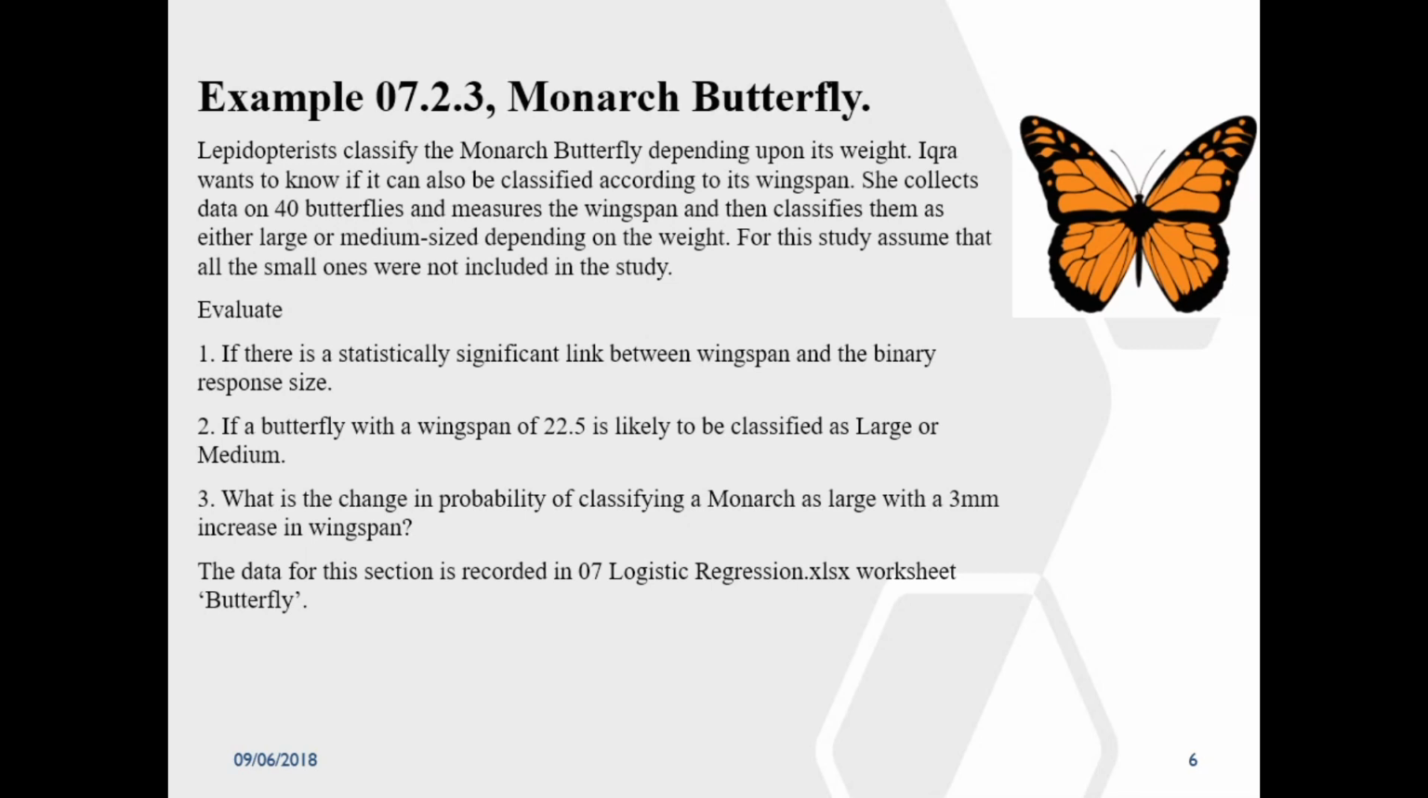What we are required to do is to evaluate, number one, if there is a statistically significant link between wingspan and the binary response size. Number two, if a butterfly with a wingspan of 22.5 is likely to be classified as large or medium. And number three, evaluate what is the change in probability of classifying a monarch as large with a 3 mil increase in wingspan.